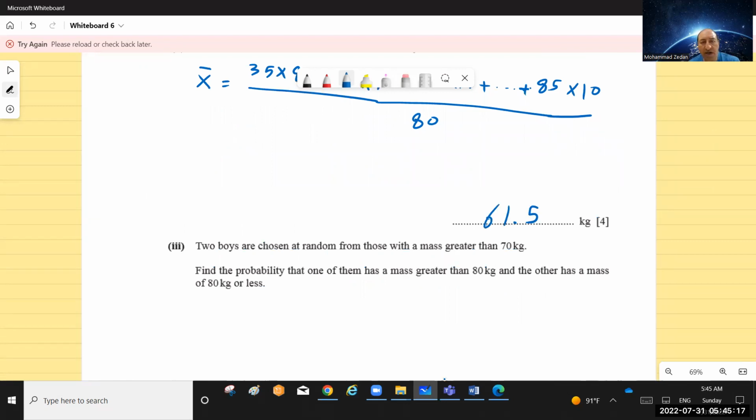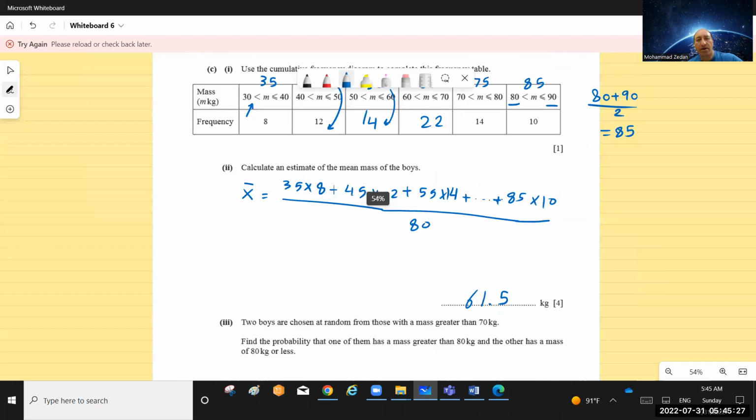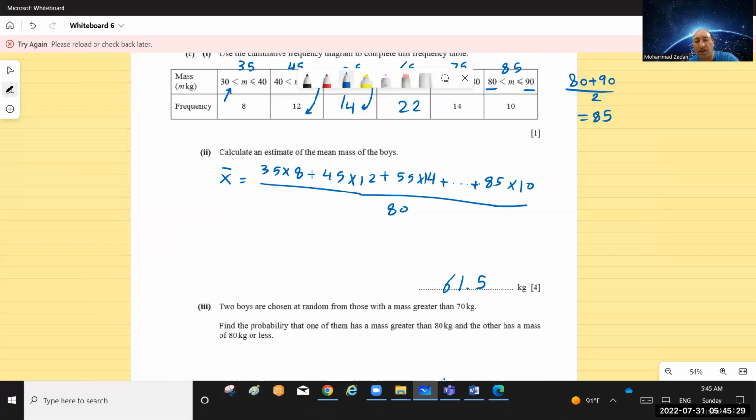Two boys are chosen at random from those with a mass greater than 70. Look at the greater than 70 here. They are 14, and these two sets are greater than 70. 14 plus 10 is 24. I now pick 2 students from these 24 students. Find the probability that one of them has a mass greater than 80 and the other one has a mass of 80 kilograms or less.